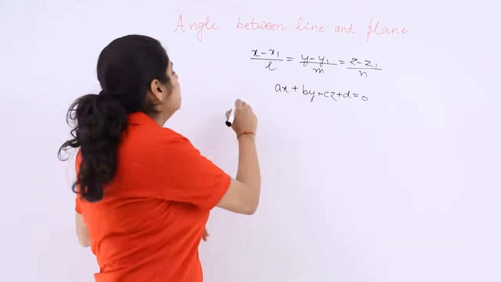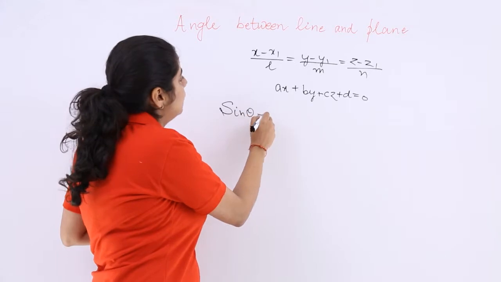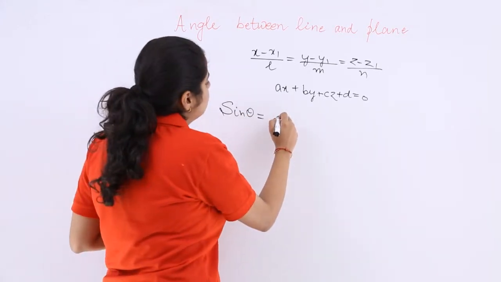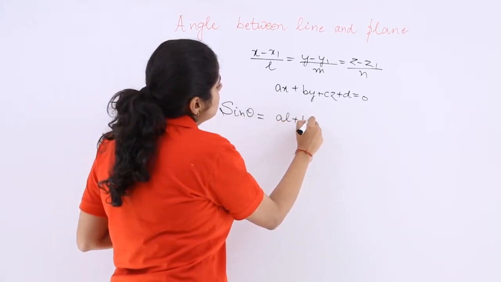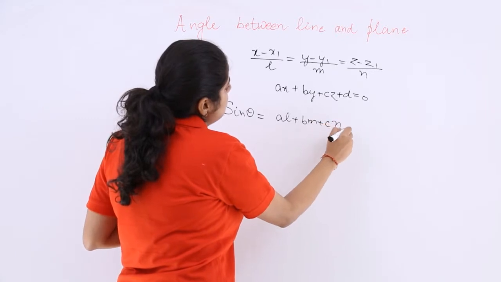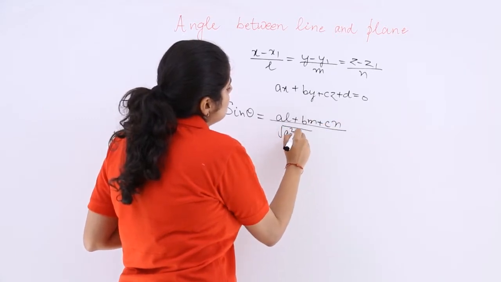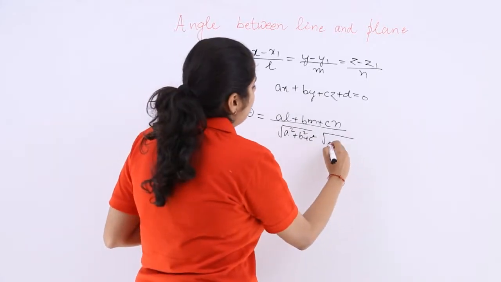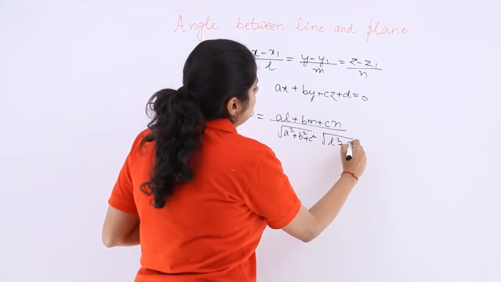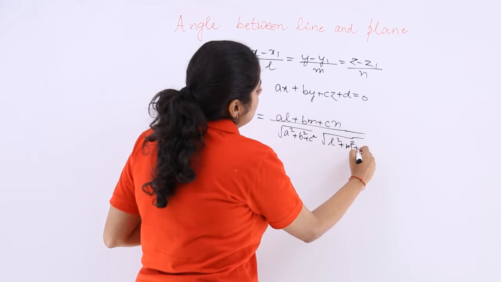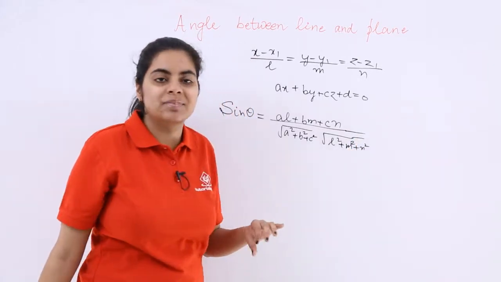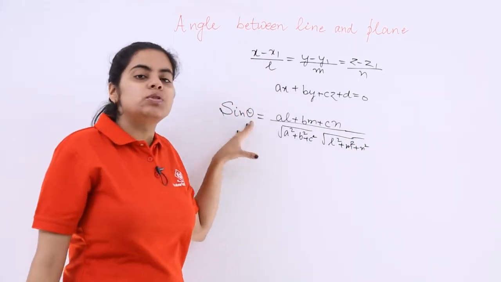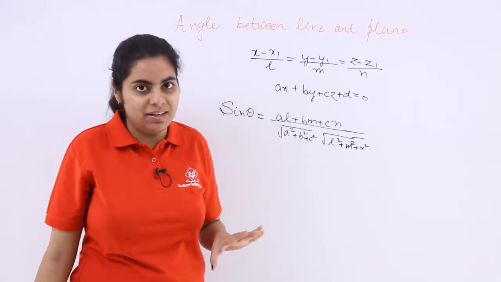Now what is the angle? The angle is given by sine theta, which is equal to (al plus bm plus cn) whole over root a square plus b square plus c square, and also root l square plus m square plus n square. So theta would be computed as sine inverse of this right hand side thing.